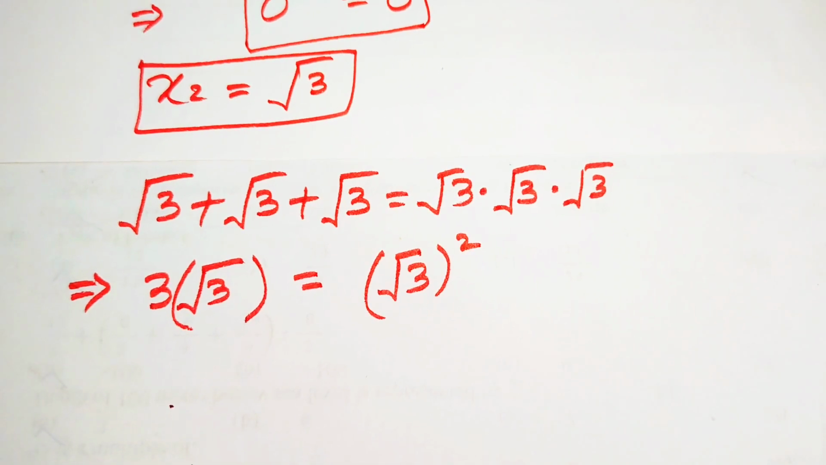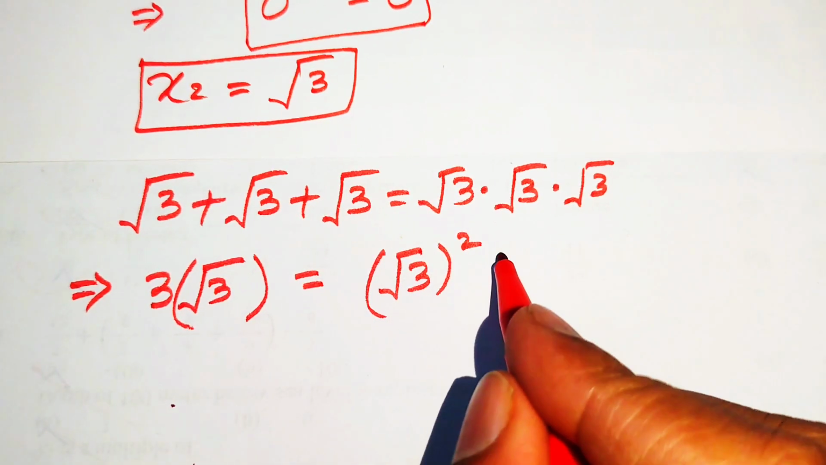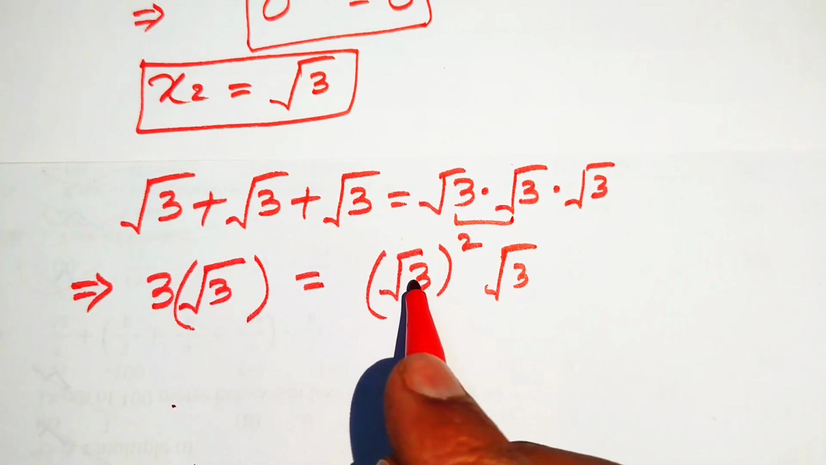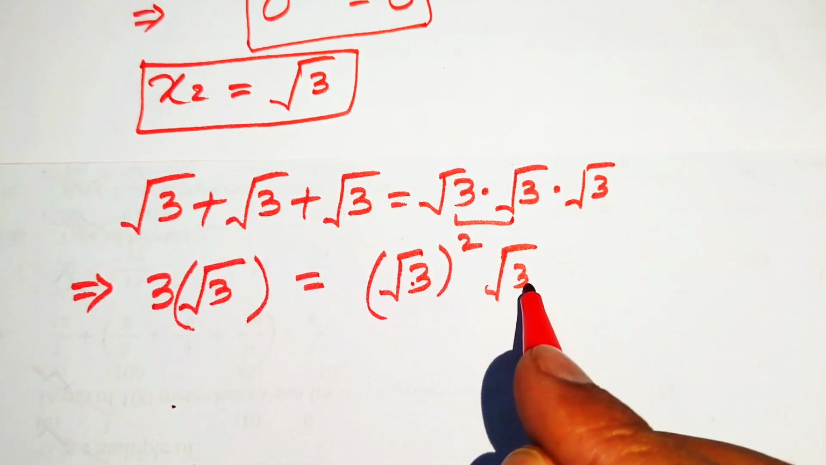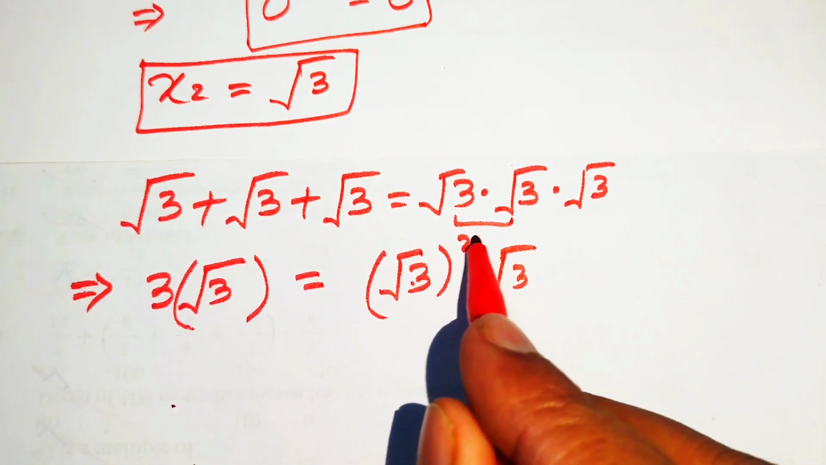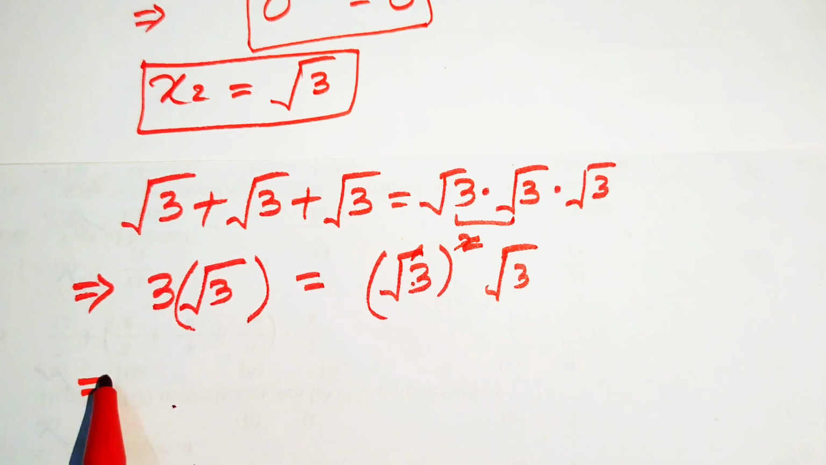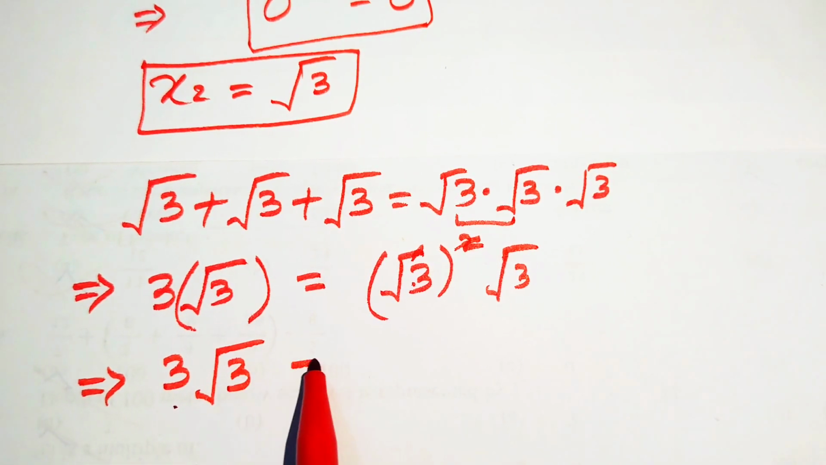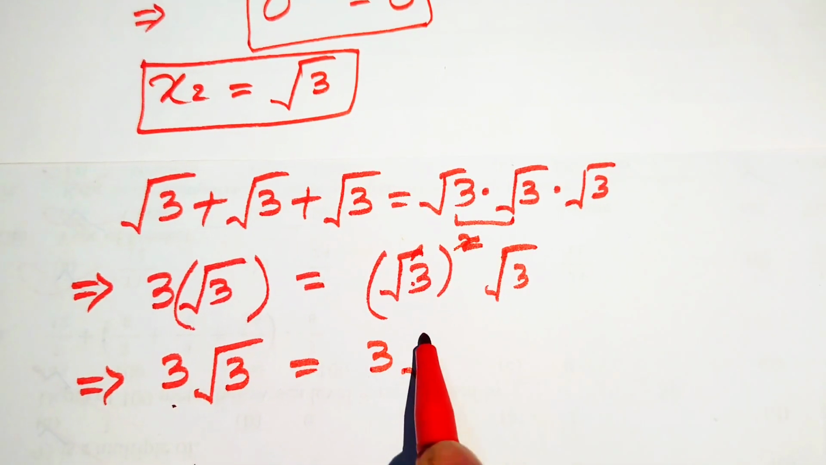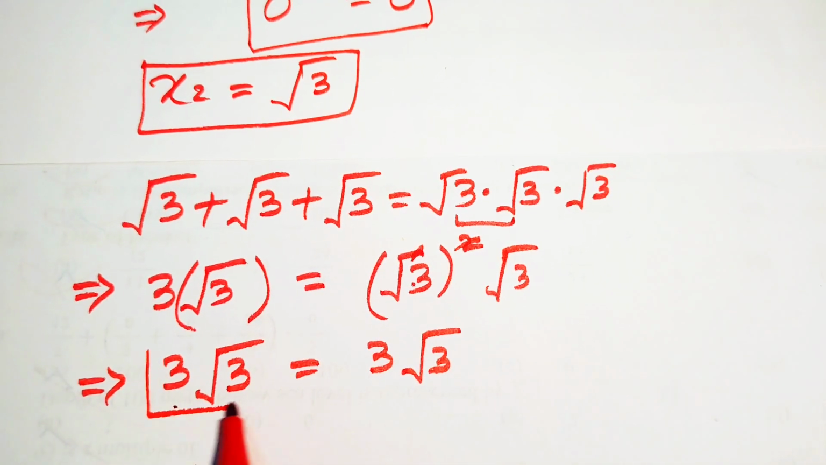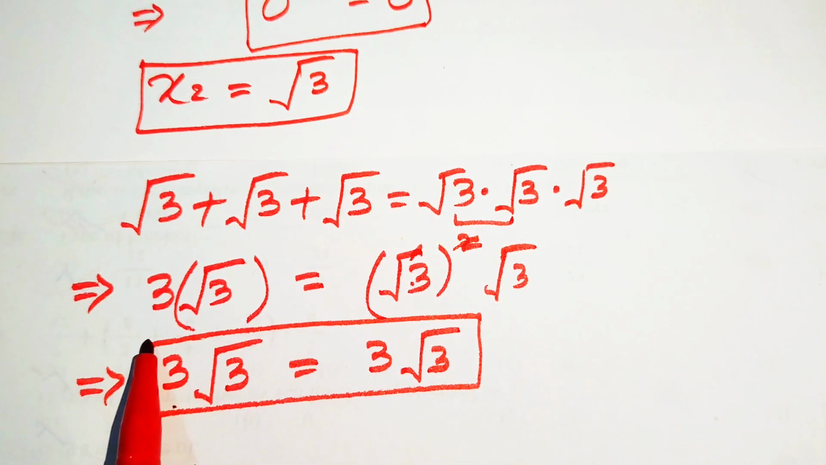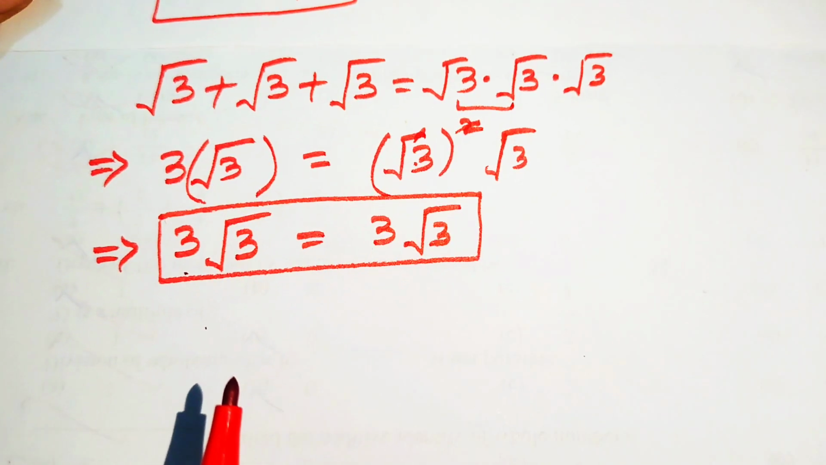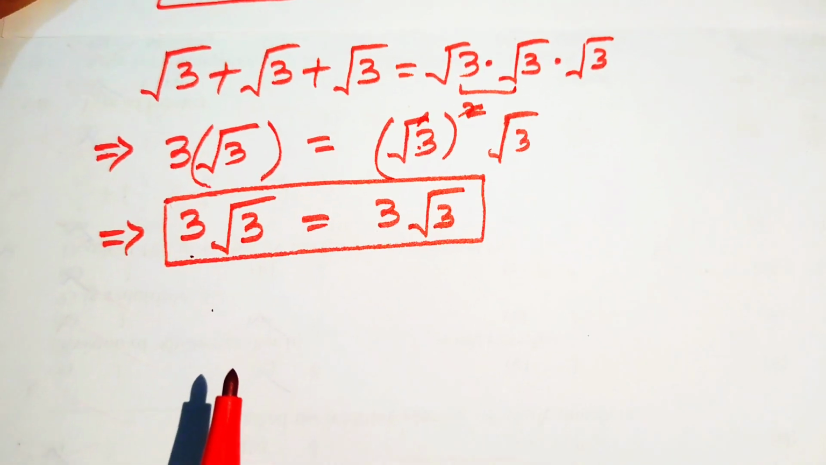into square root of 3, because when you multiply these two numbers, you get square root of 3 squared, and this is square root of 3. So you see that the square and square root are gone, and we obtain 3 into square root of 3 equals 3 into square root of 3. So this also shows that left hand side equals right hand side. It means that the second root of the given equation also satisfies our given equation.